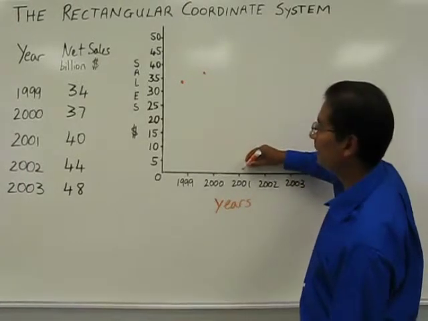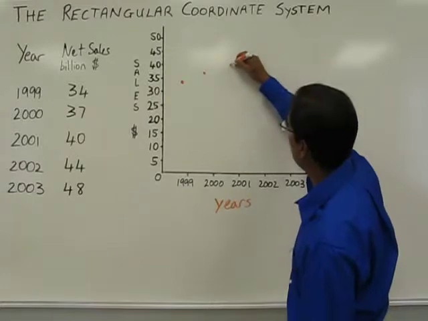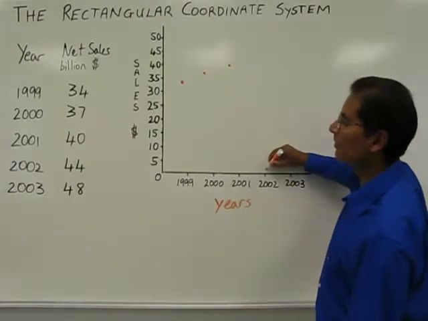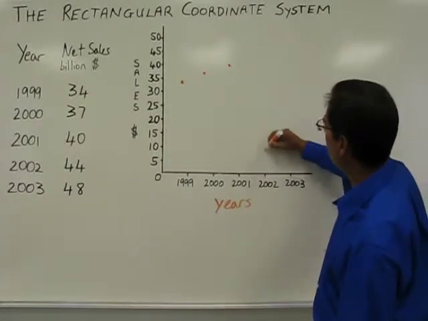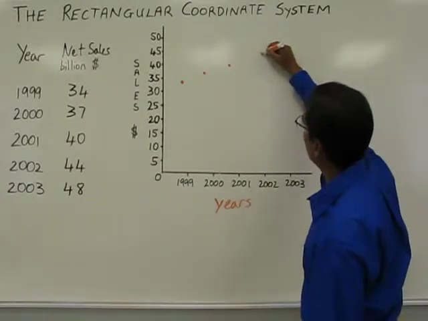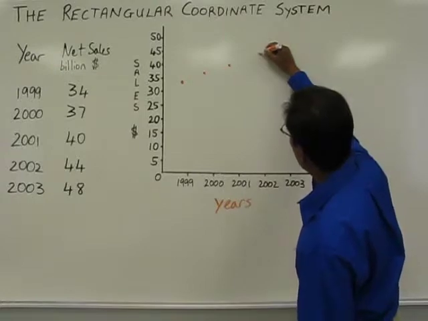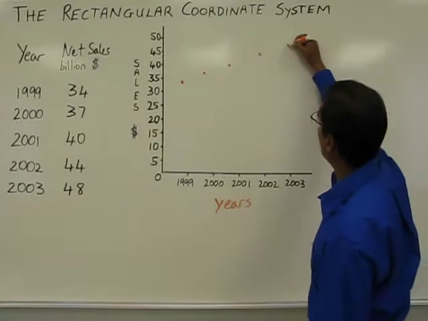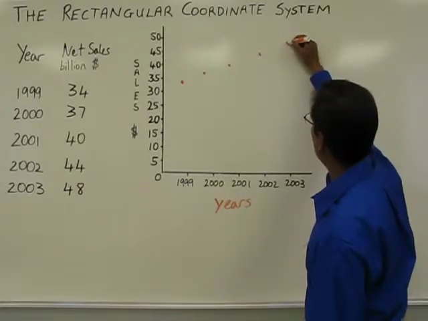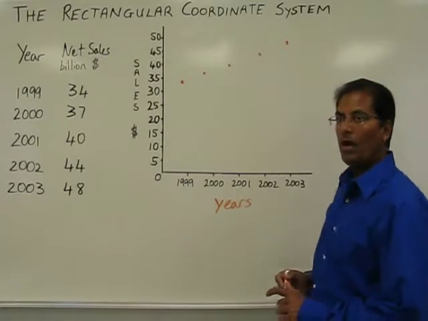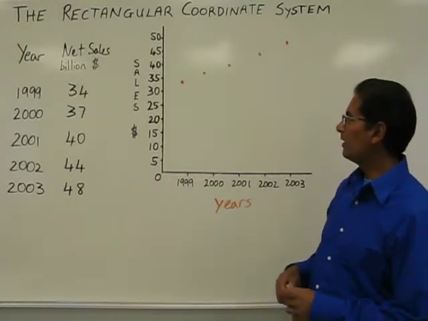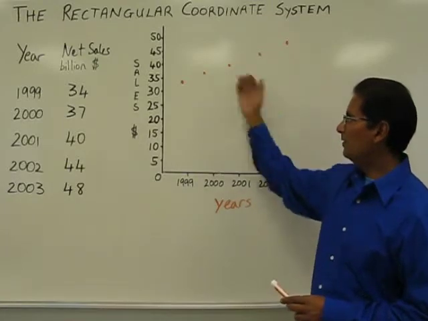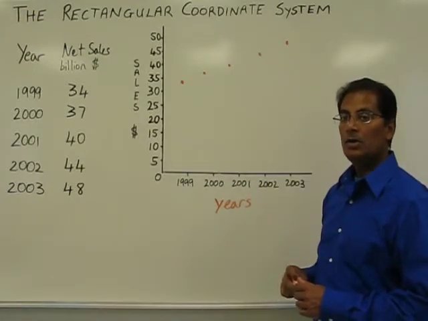The next point is 2001 and 40, about there. The next point is 2002 and 44 billion in sales, about here. And the last point is 2003, 48 billion, around here. So there's a plot of the data, and we can now see a visualization of the data, where we can see that the sales have gone up over those years.